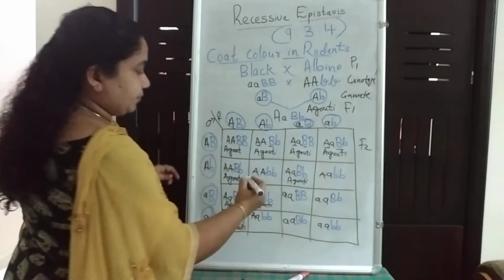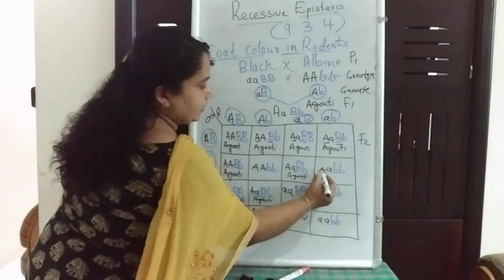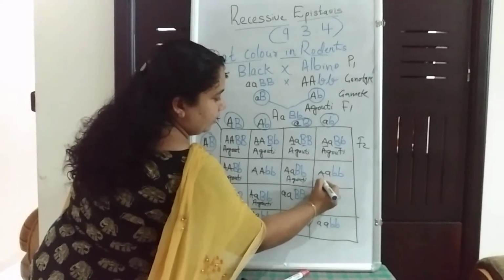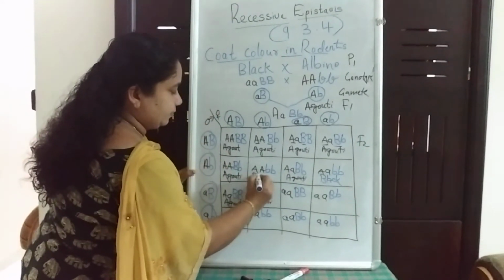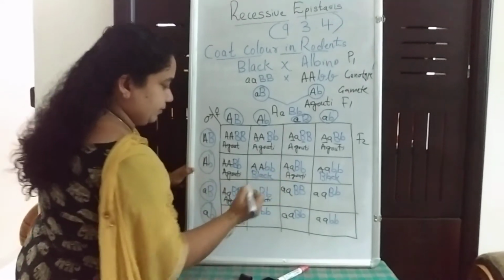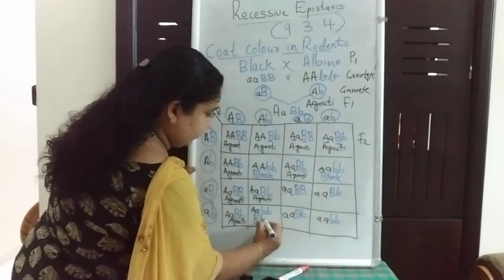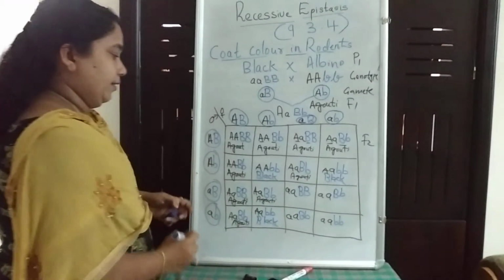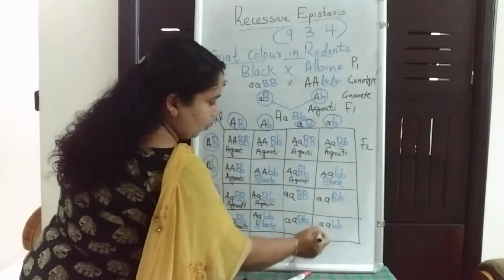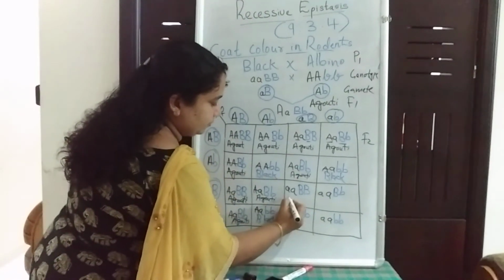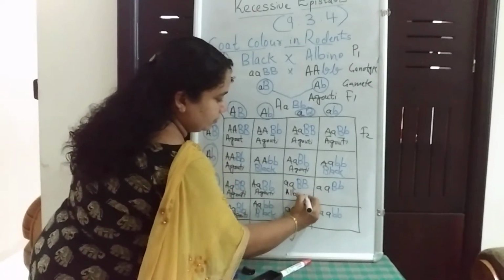So here we can again find that this progeny will be black, here black, and then here black in color. Again we can write these four as albino.